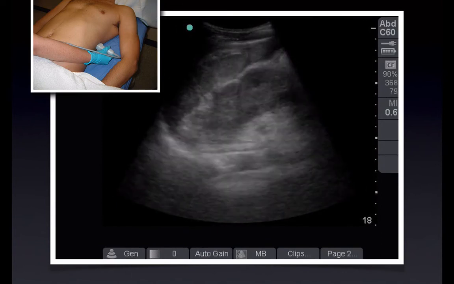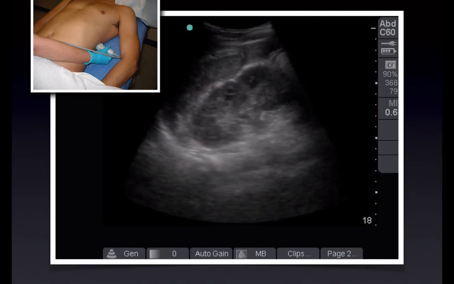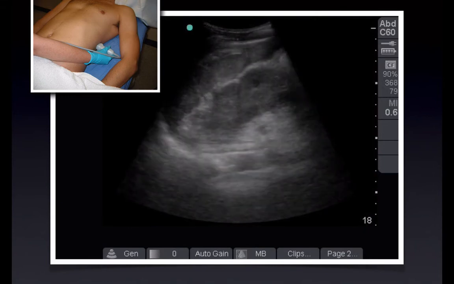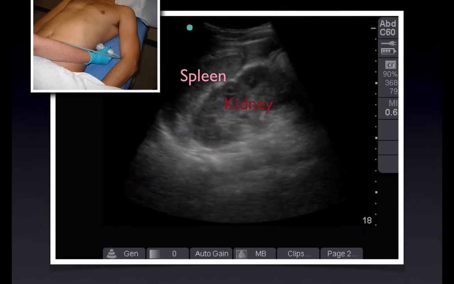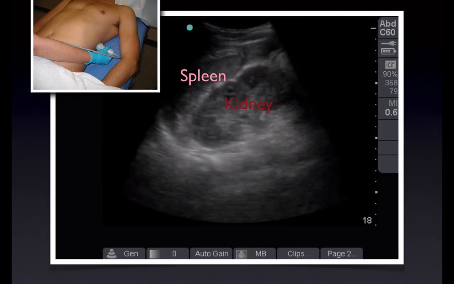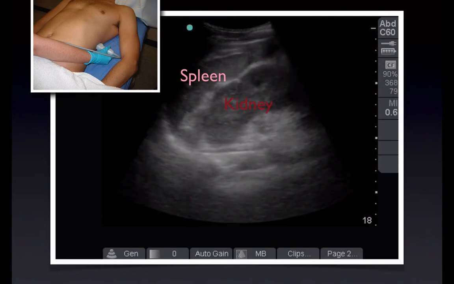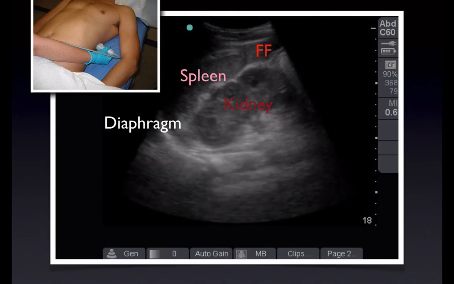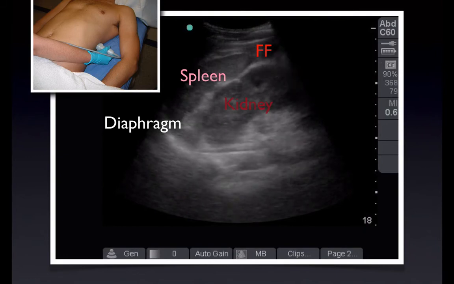This one is tricky. Let's say this patient was in an MVC and has been transferred. So you see the kidney, you see the spleen, and there's some echogenicity that doesn't look quite right. That's actually clotted blood. It's free fluid, but it's actually clotted. It's kind of a tough one there.